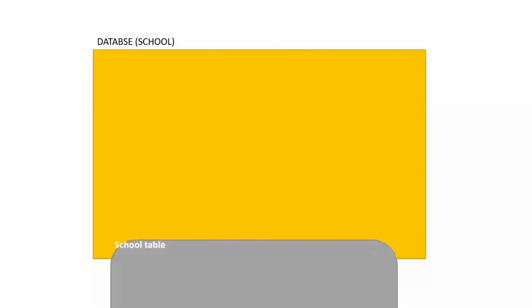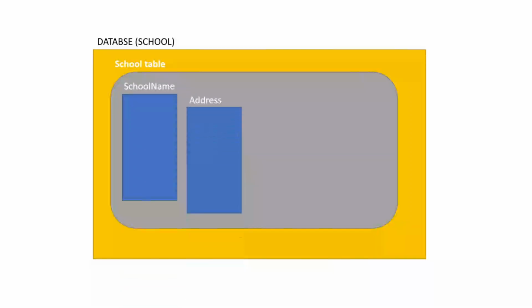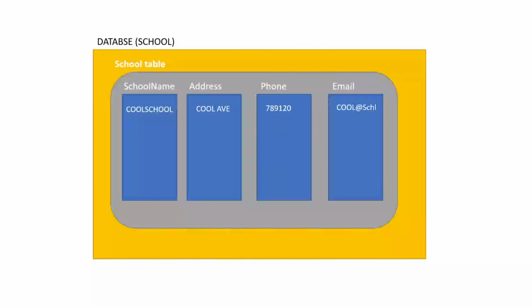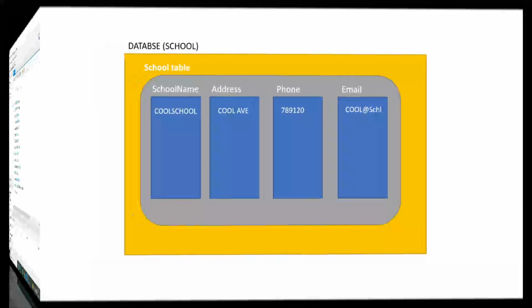For example, we have our school database. Inside each database, we will want to create tables. For example, our school table. Then inside the school table, we have cells. For example, we had school name cells, address, phone, and email. And whenever we are using insert to add values to those cells, this is the outcome. So we're using insert to add information inside the cell, inside the table, and that table is inside the database.